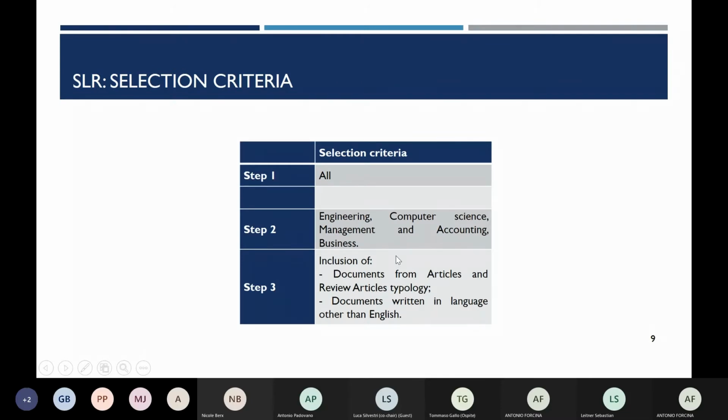On the basis of the identified selection criteria, the results were refined by concentrating on articles or reviews written in English and related to the above 3 research areas. Finally, we removed duplicates, of course.